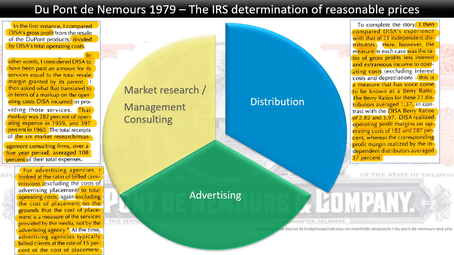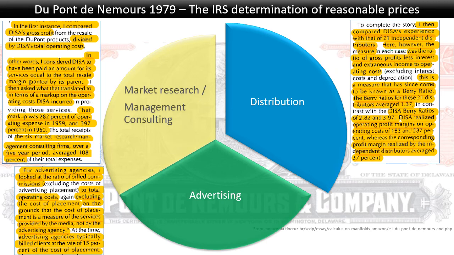And then he deals with distribution. And he says, to complete the story, I then compared DISA's experience with that of 21 independent distributors. Here, however, the measure in each case was the ratio of gross profit, less interest and extraneous income, to operating costs. In other words, let's take only the costs that are relevant. This is a measure that has since become known as the Berry ratio. The Berry ratio for these 21 distributors averaged 1.37. So if you divided their gross profit by their OPEX, it was 1.37.